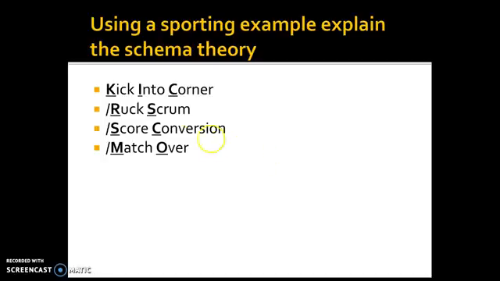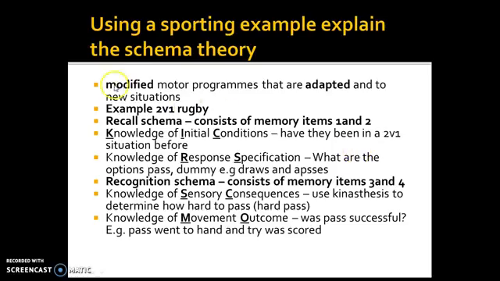That's how you're looking at it. You have to ask yourself a question to get the explanation mark here. And then the example should be linked to a 2v1 in rugby. Translated, you can add on luxury bits such as recall schema for the first 2 items, recognition schema for the second 2 items. Schema are modified motor programs that are adapted to new situations. 2v1 in rugby, there are your key bits. Kick into corner, knowledge of initial conditions. Ruck, scrum, response specification, sensory consequences. So score, conversion, and match over, whistle blows, scored the conversion, movement outcome.